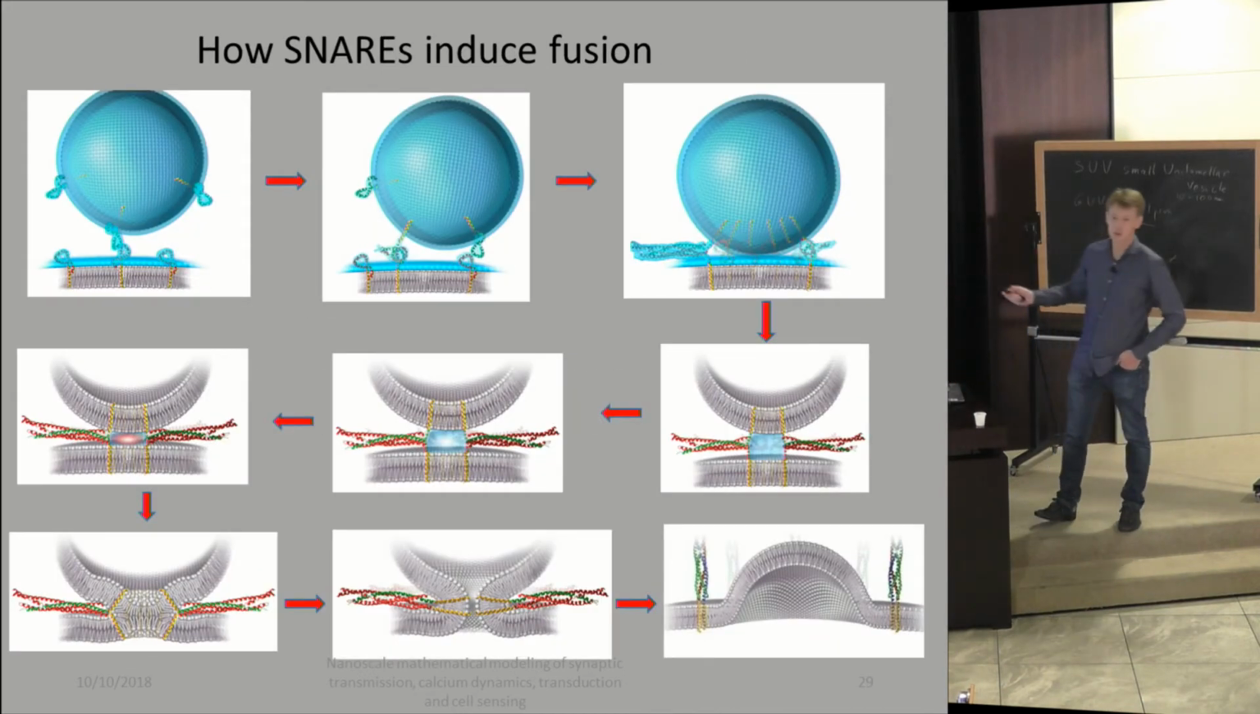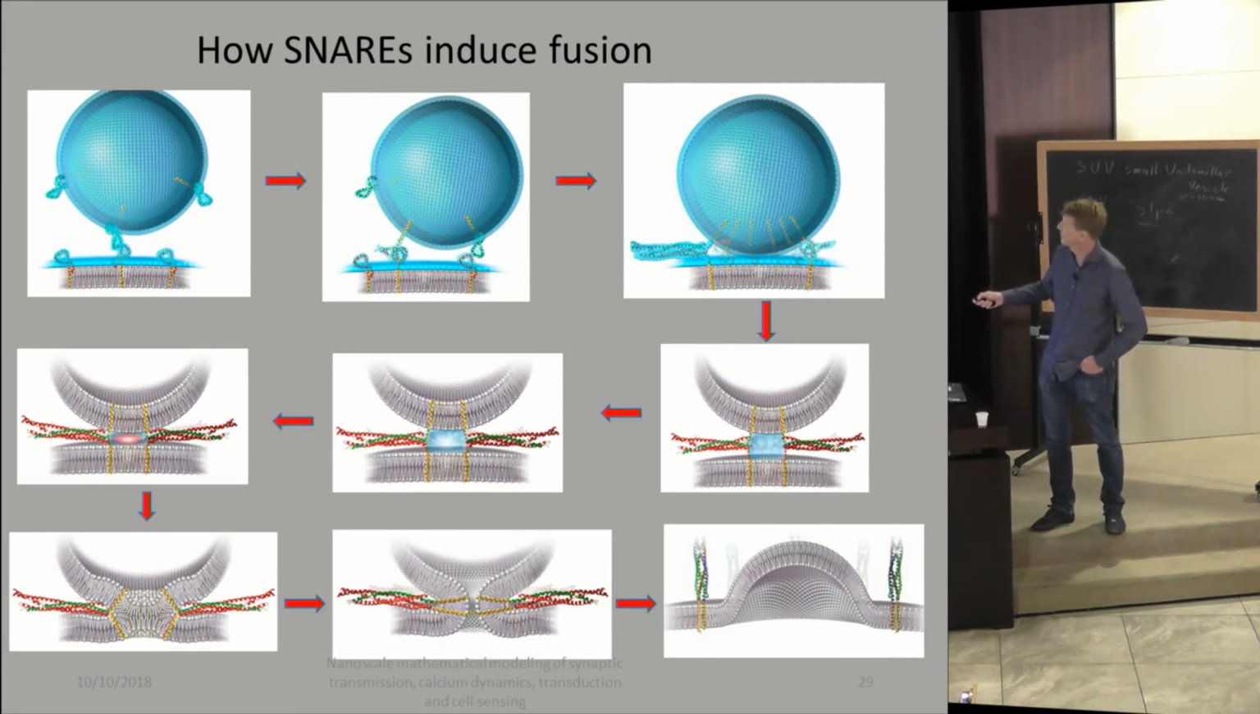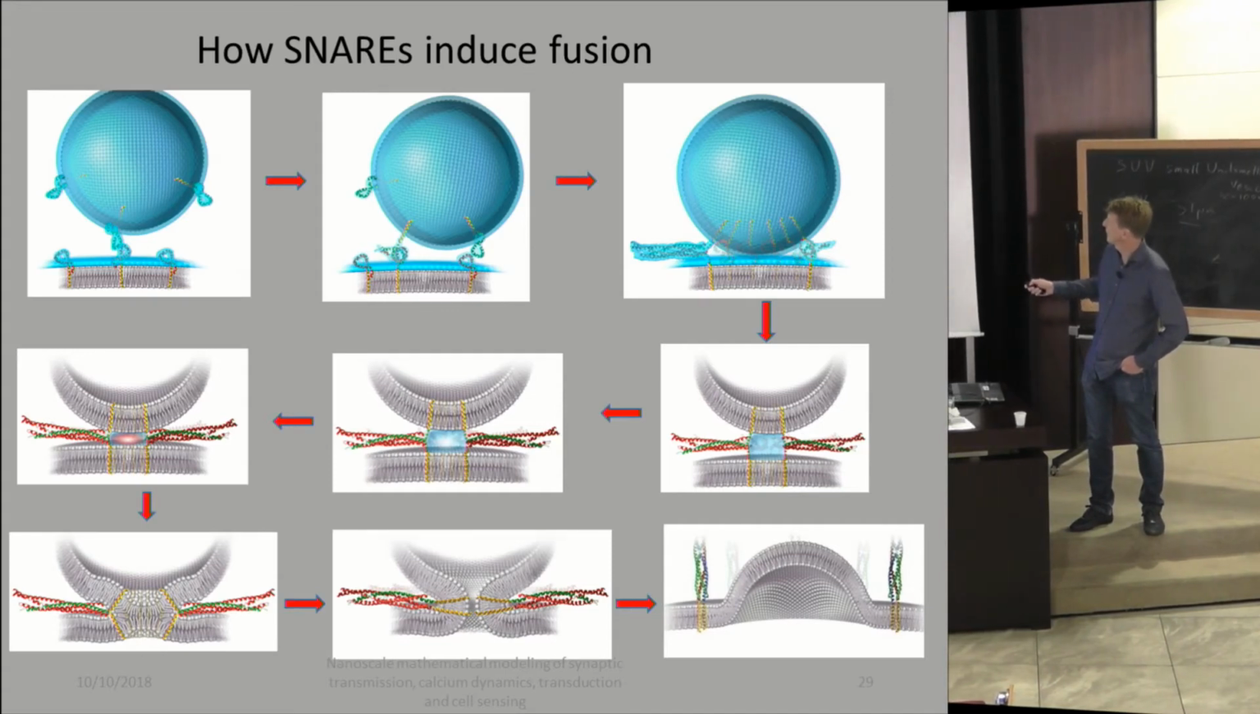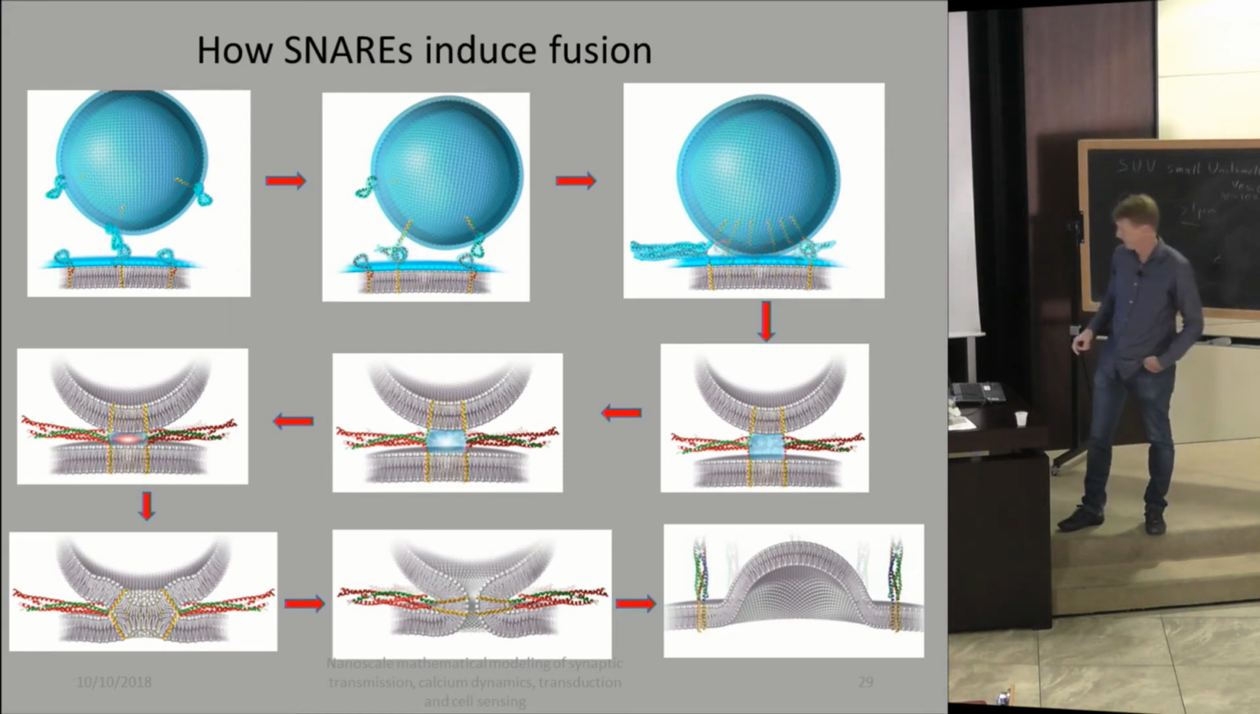So Mathieu showed this slide. I'm going to show it again. You have a vesicle with V-snare, and a membrane with T-snare, and as they associate, they pull the membranes together and they end up with fusion.